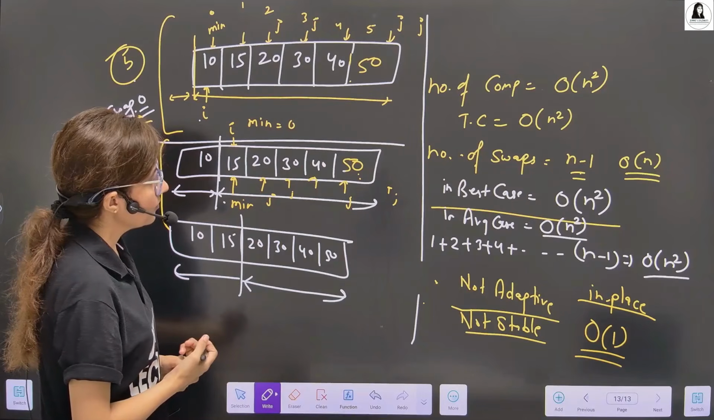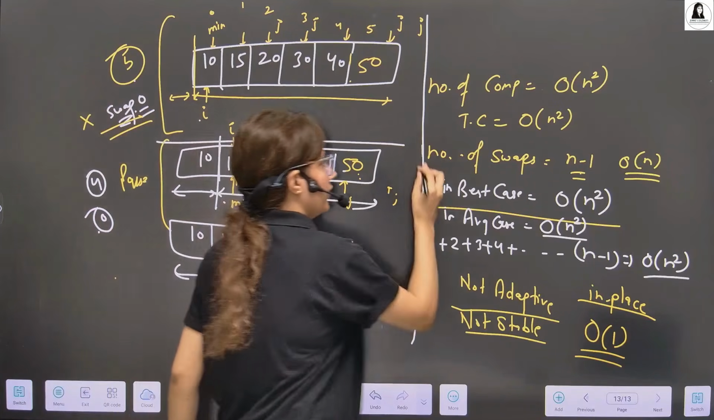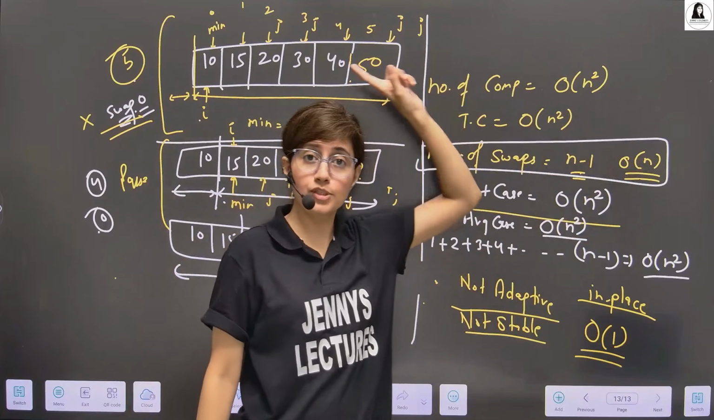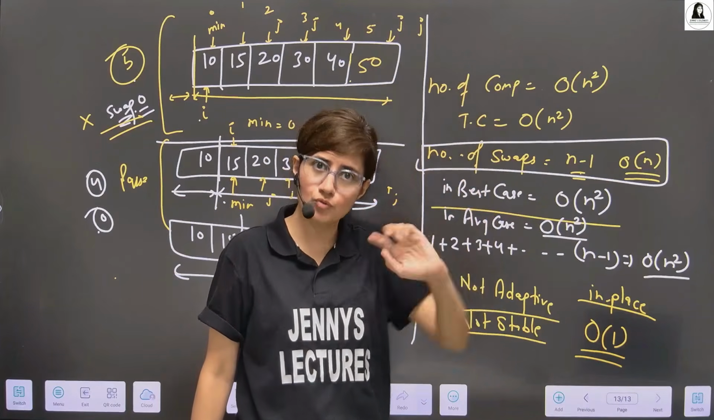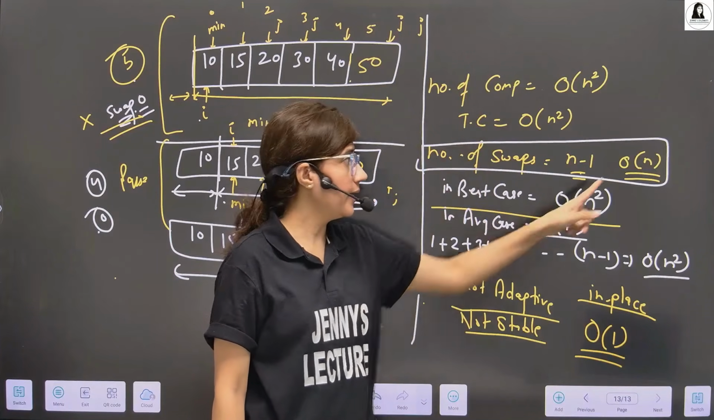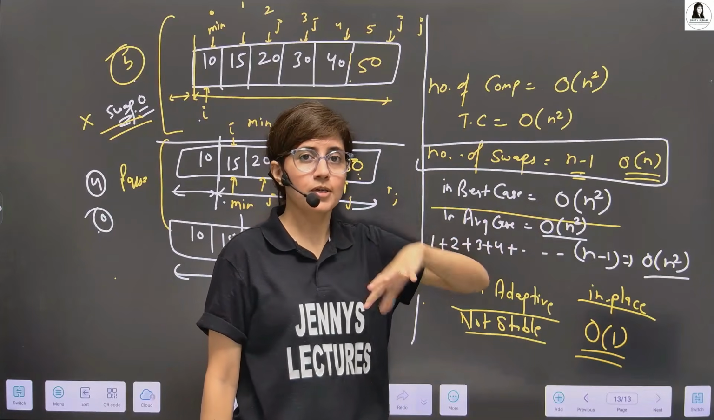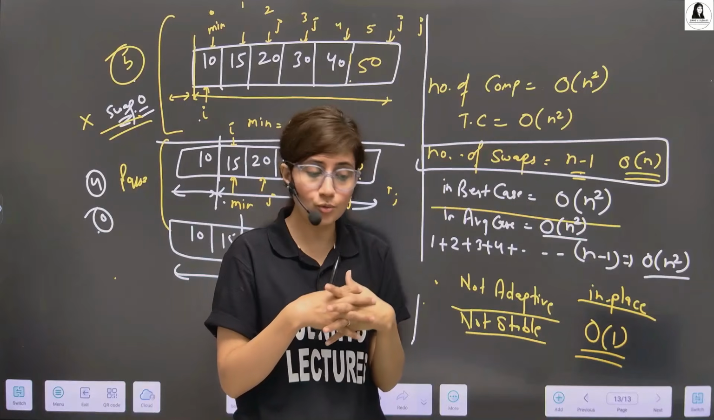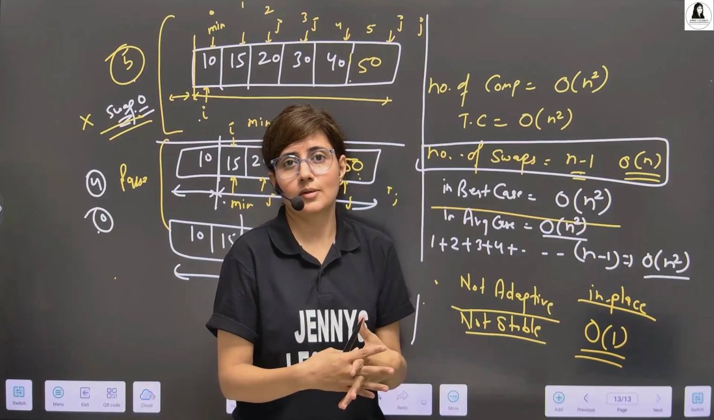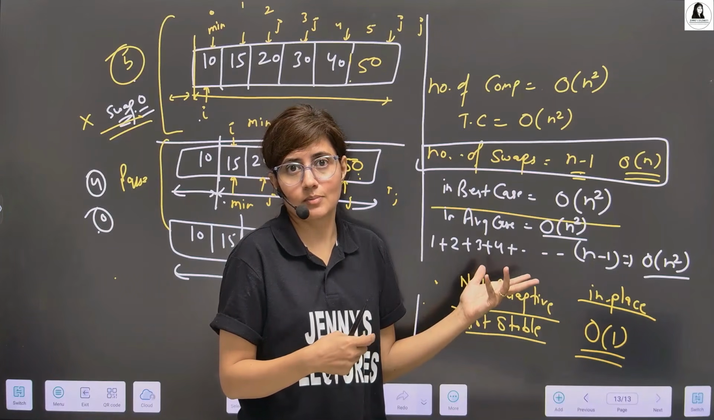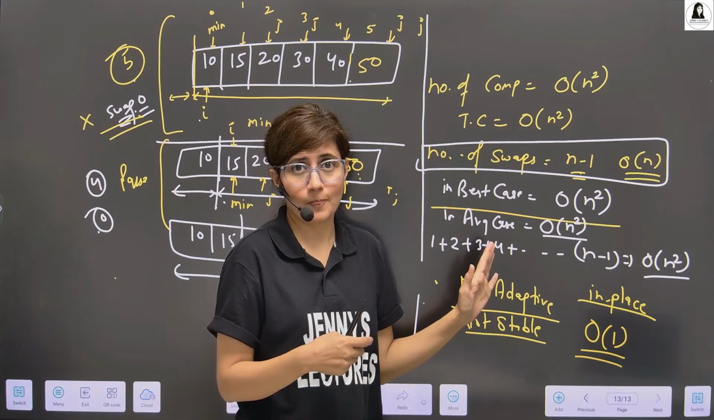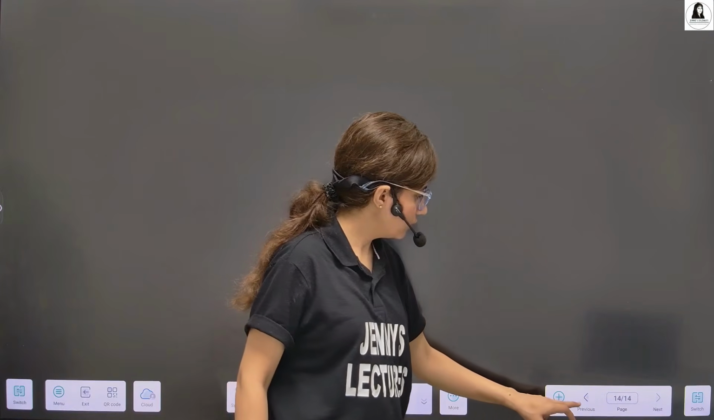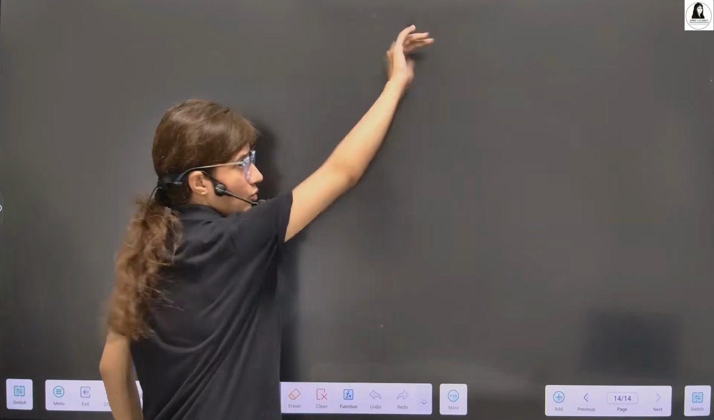One point is that the number of swaps is less, even in the worst case it's n. In the previous cases, bubble and insertion, it was n square; the number of swaps was also n square. But here it's n. So if swaps are costly and you have a requirement to reduce the number of swaps, in that case maybe you can consider this. But otherwise, it's not good at all.